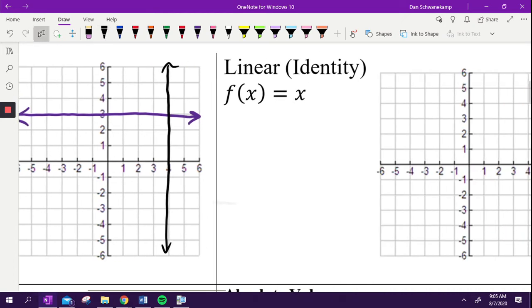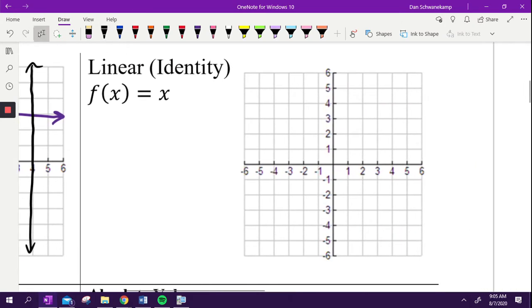Next one is linear, okay, or an identity function is what y equals x is sometimes called. The identity function. Show me your arm. What do you think y equals x looks like? Good. Y equals x. It's got a y and an x. It's not just x equals or y equals. It is y equals x. It is in the form y equals mx plus b. What's my slope? My slope is 1. What's my y-intercept? 0.